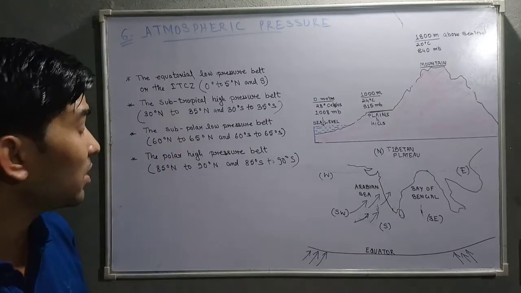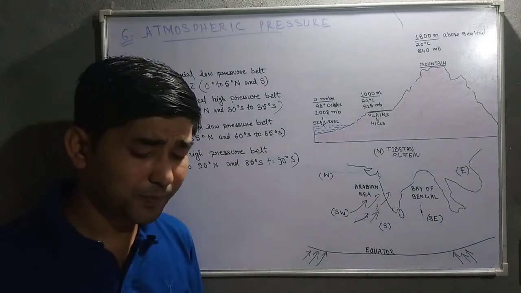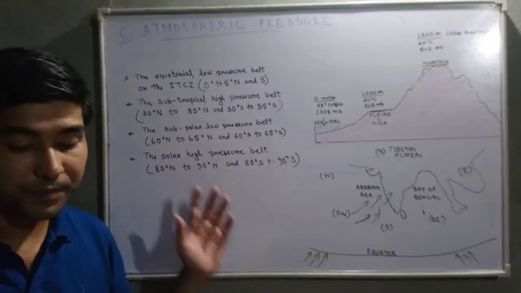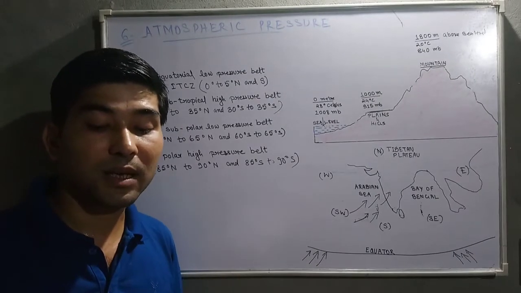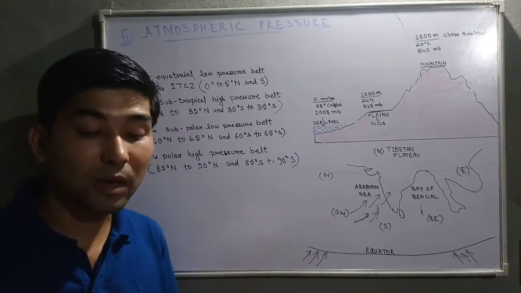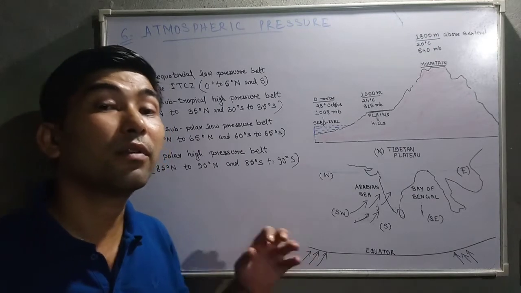Let's discuss the polar winds. Polar winds blow from the polar high pressure belt. In the north they are called polar northeasterlies, and in the south they are called polar southeasterlies. These winds are very cold.